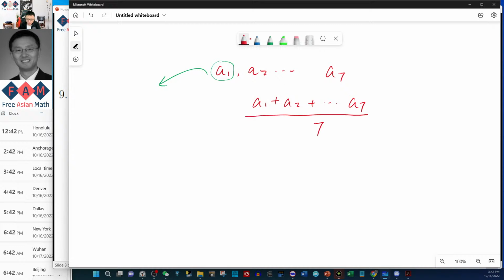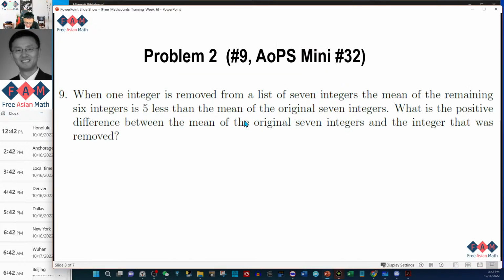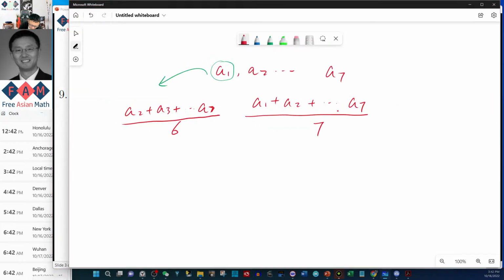If A1 is removed, we only have 6 remaining, and those are A2 plus A3 plus up to A7. Now the new average has to be divided by 6, right? So now we know there's a relationship between those two means, meaning that the new mean is 5 less than the original 7-number mean. So the equation is truly this, plus 5, equal to this guy.